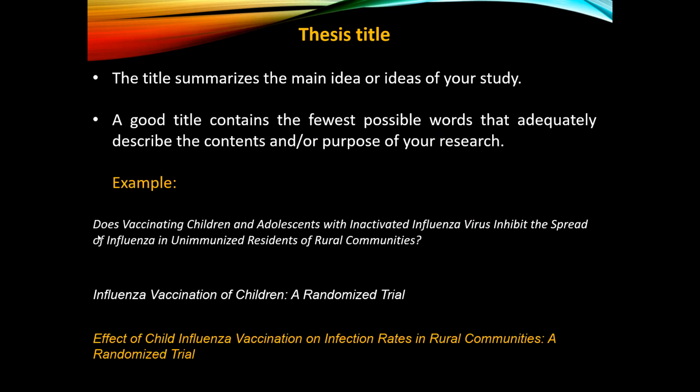I'm just repeating. The first one is so boring and so long, with too much information, which is not necessary, to be honest. The second one, influenza vaccination of children, which is that's it, and this is not complete. And the effect of child influenza vaccination on infection rate in rural communities, which barely has enough information, in a very good scientific way.